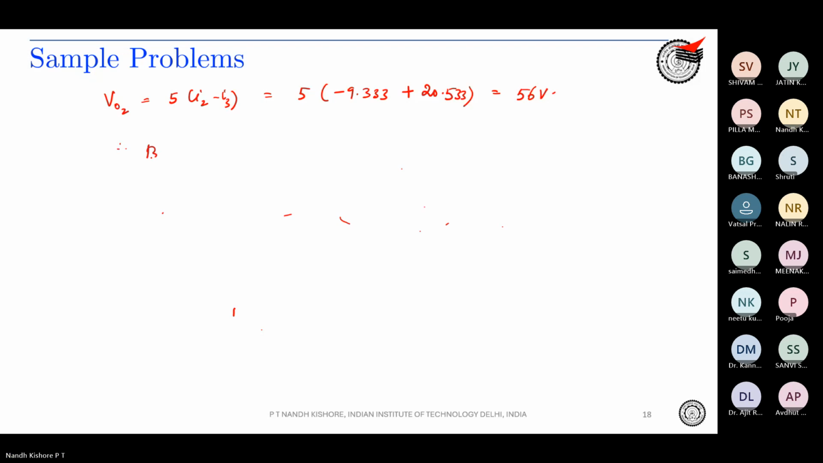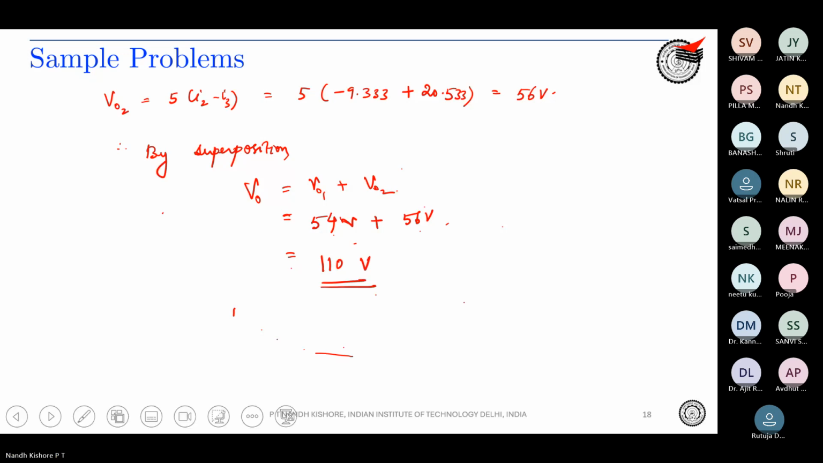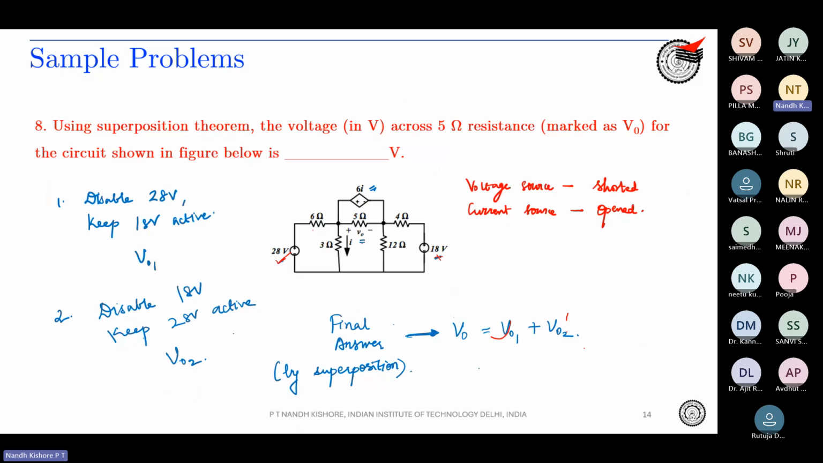Therefore, by superposition, the total V0 is going to be VO1 plus VO2. We got 54 volts in the first case where we disabled the 28 volt source, and in the second case we got 56 volts. Therefore, the total V0 is 110 volts. The voltage that we were looking for is 110 volts.